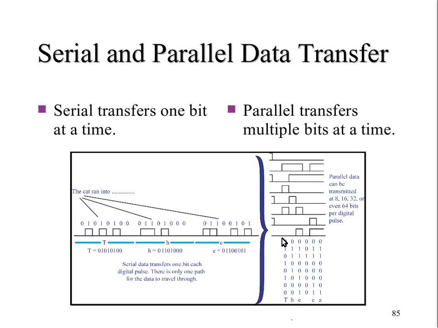Parallel data is where you have more than one wire. So instead of just having one wire carrying the bits, we could have maybe 8 wires, like a parallel printer port has. It has 8 wires. So that means it can send a whole byte at once, and so it's a lot faster, or it tends to be.